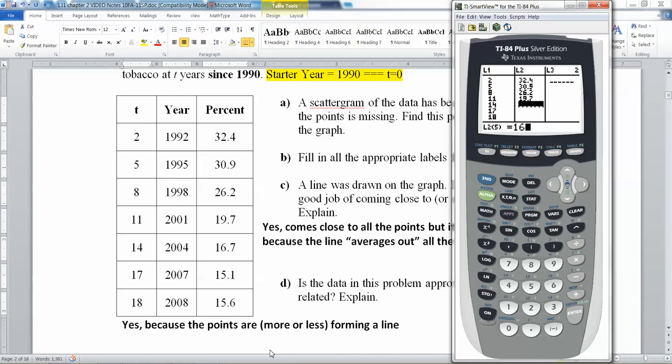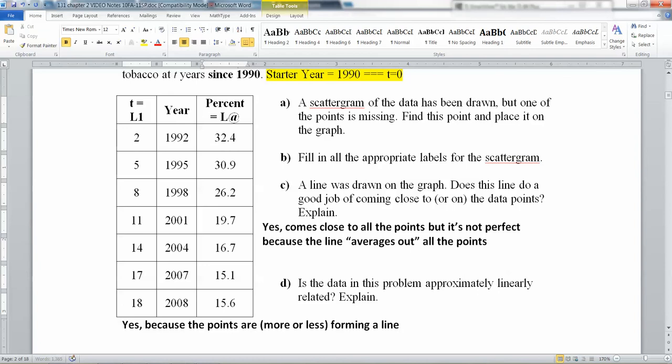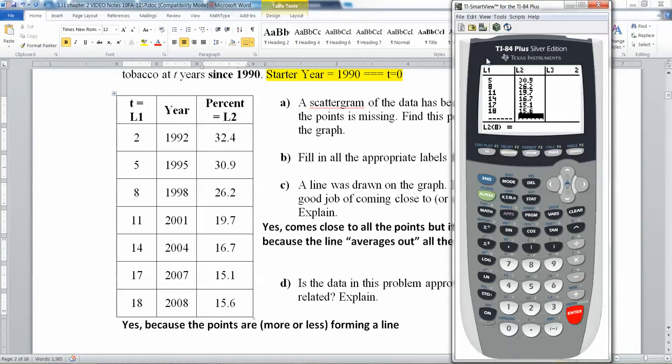Oops, I did it again. 0.7. And 15.1. And 15.6. Okay, so you put L1 to be your time. Matter of fact, I'll put that in L1, and then L2 is your percents. Okay, so that's your L1, that's your L2, and again, all this is under Stat, number 1, Edit.